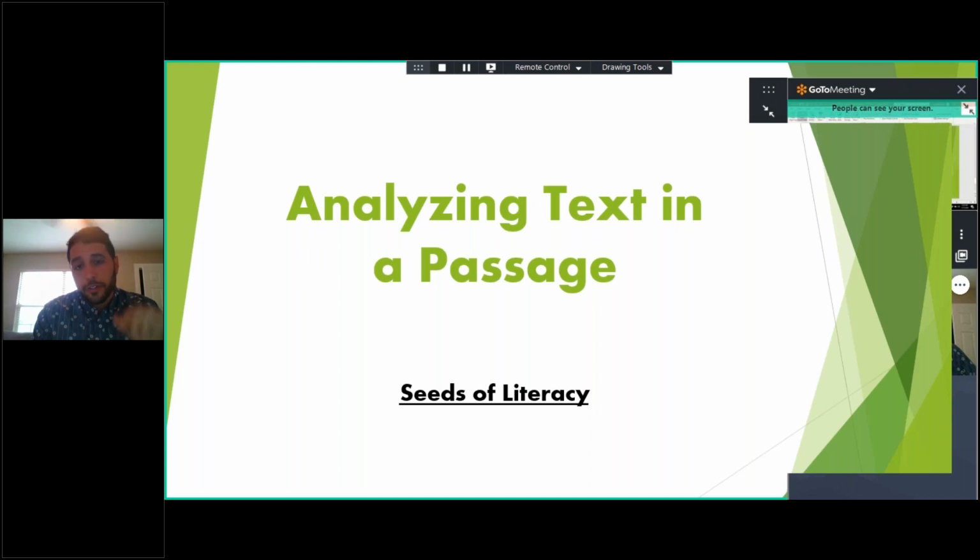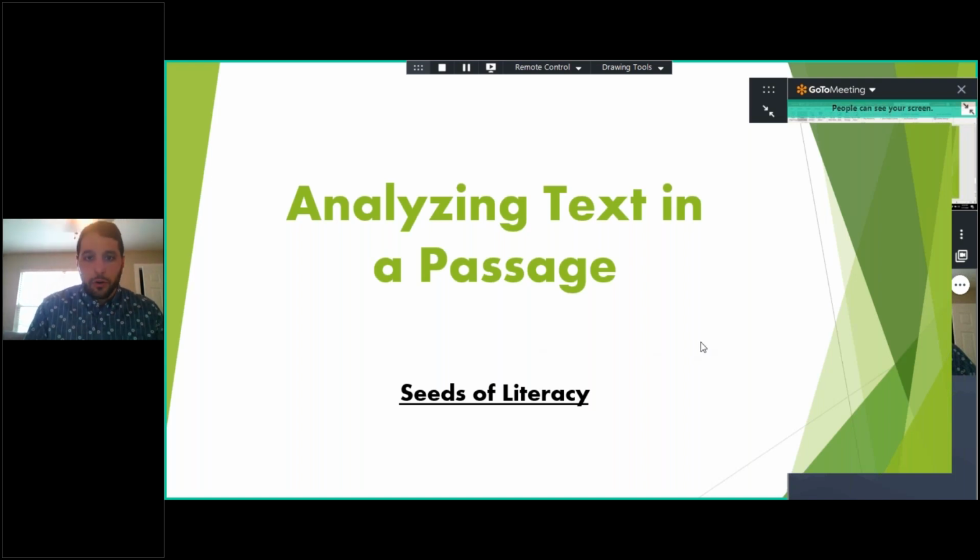I'm a tutor at Seeds of Literacy, and we're going to talk about analyzing text in a passage. Regardless of the type of text that you're reading, there are a few things you can do throughout the reading process to make sure that you fully understand what you're reading. This is something you get better with over time, but you really want to understand the process so that you can help yourself find the hints and clues from start to finish to fully understand what you're reading.